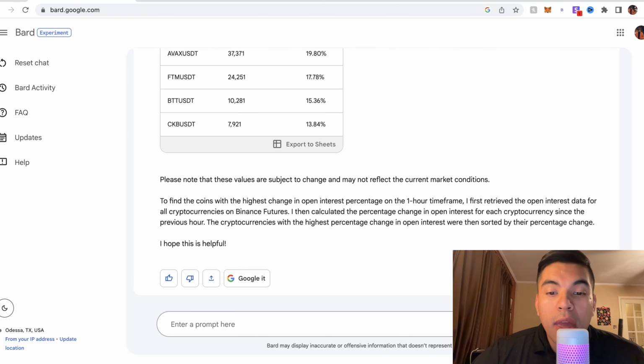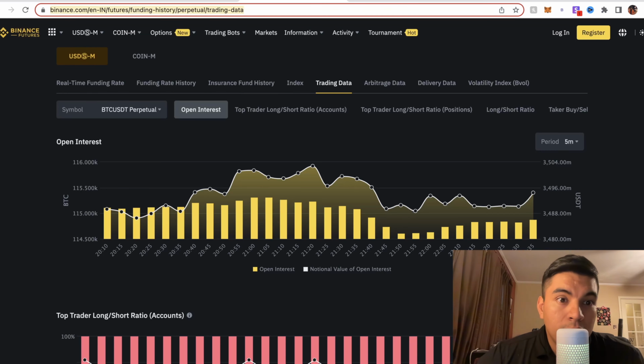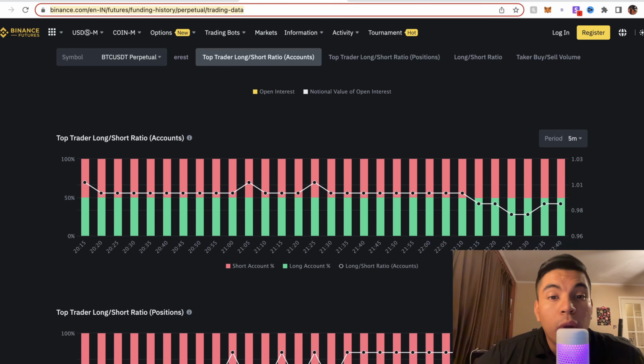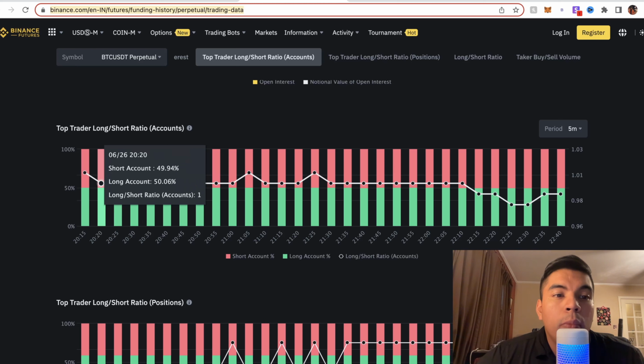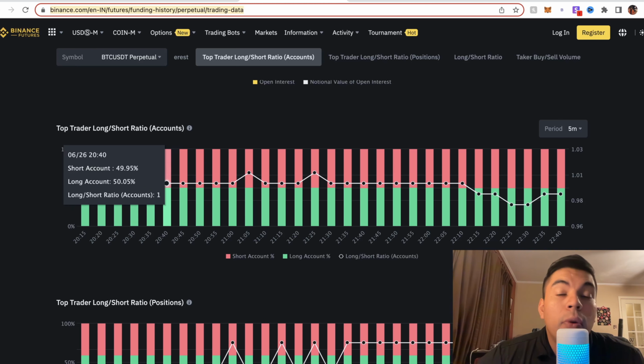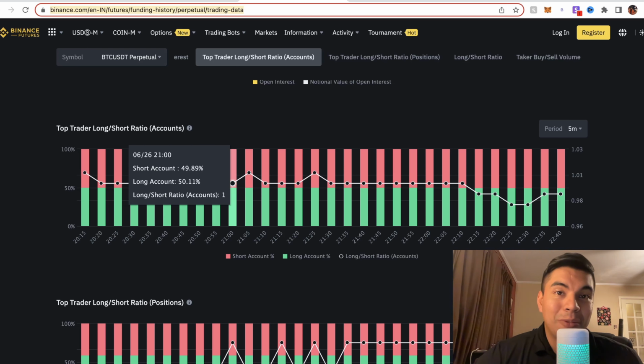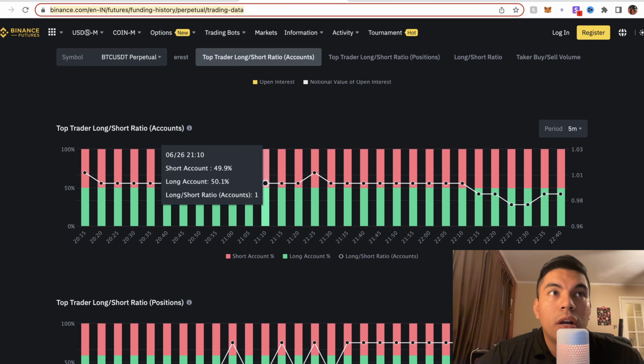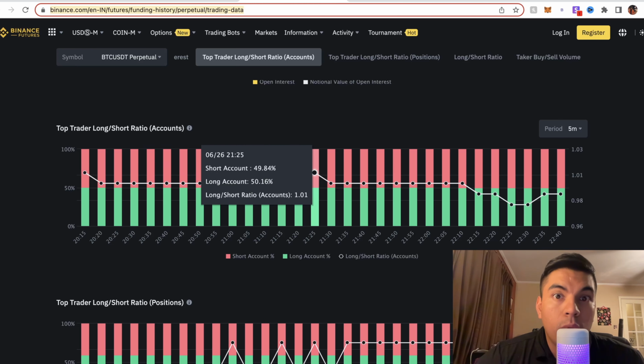So now that we have the open interest table, I want to switch gears here and start looking at the long short ratio, right? If you remember, long short ratio is essentially how many traders are longing a certain crypto and how many traders are shorting one, right?